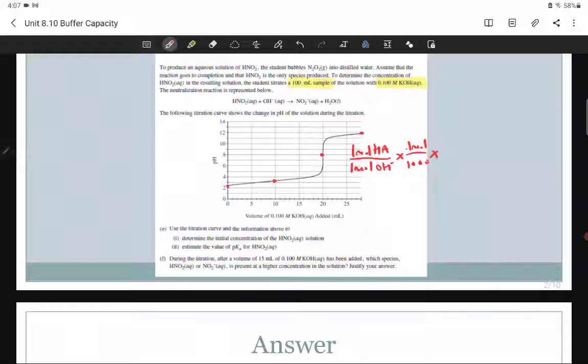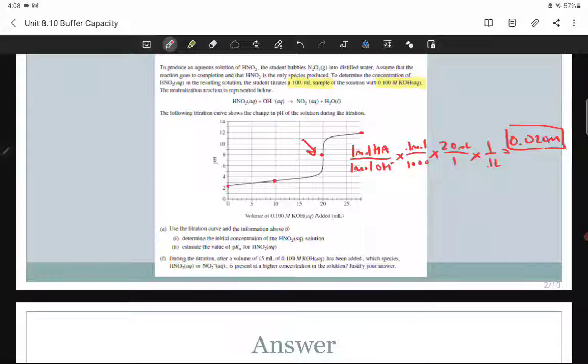It took us 20 milliliters to neutralize that. So even though it doesn't mention anything about the equivalence point, we have to know that that's the equivalence point. And then we were given a 100 milliliter sample, which is 0.1 liters. So do that math, and we get, that looks like a 6. We don't want a 6 there. .02 molar.